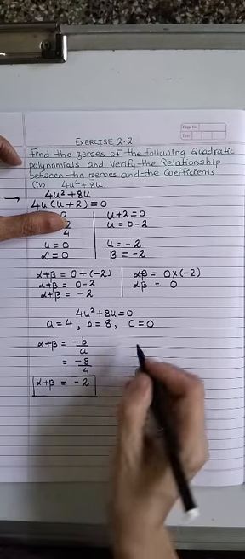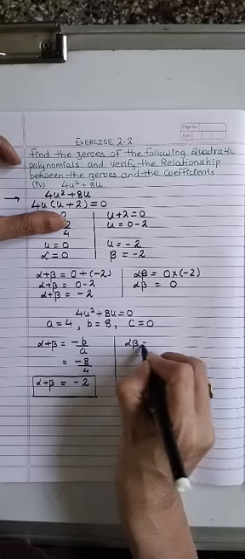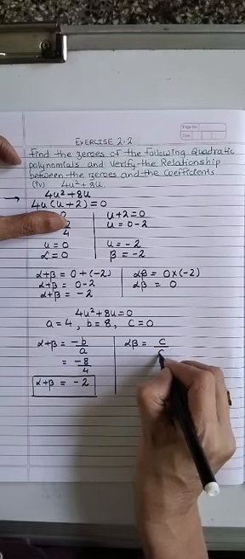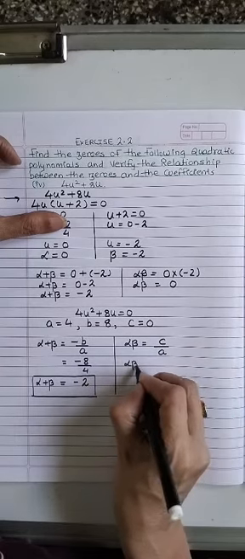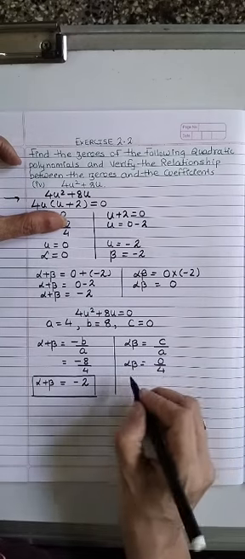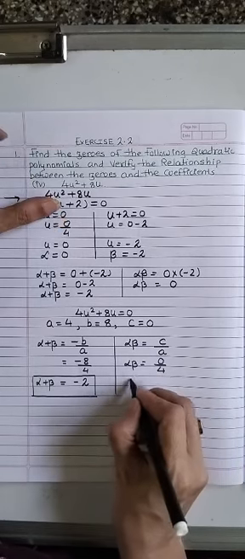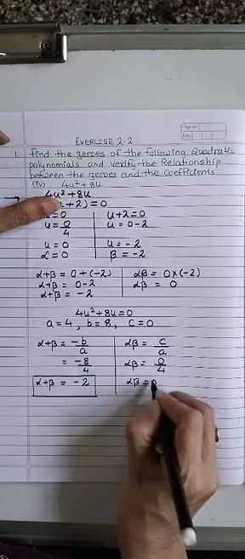Now we will find alpha beta. Alpha beta is equal to c upon a. Alpha beta is equal to, by placing values, 0 upon 4. Zero divided by any number is 0. So alpha beta is equal to 0.